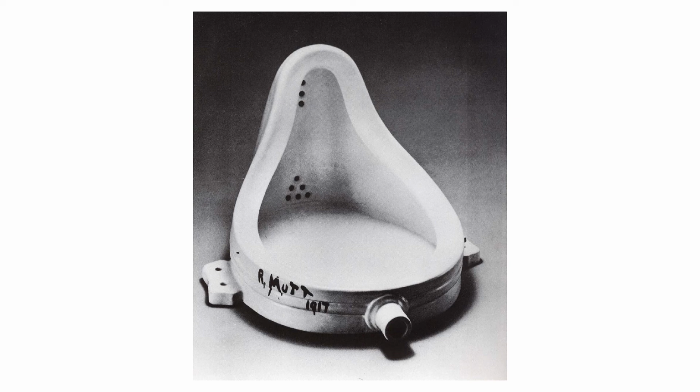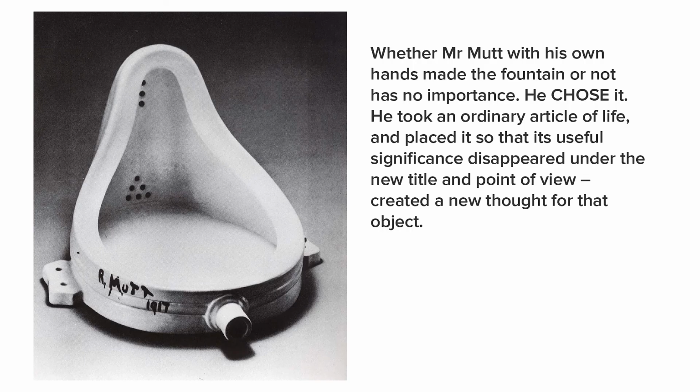Well, that's sort of what the artist Marcel Duchamp was trying to get at. Why is something considered art? Is it art simply because the artist chose? And once the artist chooses something, does it become art? If an artist chooses to make a painting of a landscape, the artist chose that, and then it becomes art. So whether Mr. Mutt made the fountain with his own hands or not doesn't really matter.